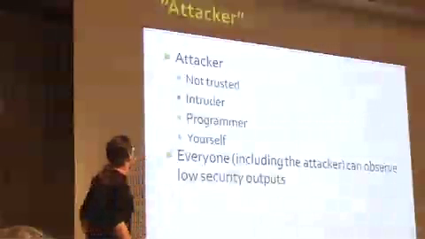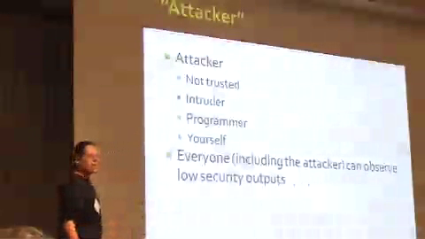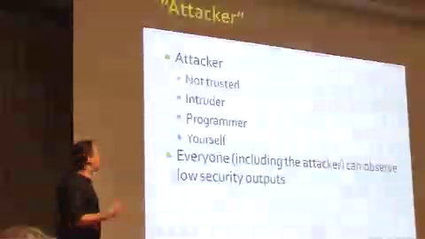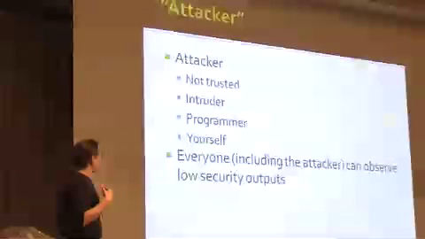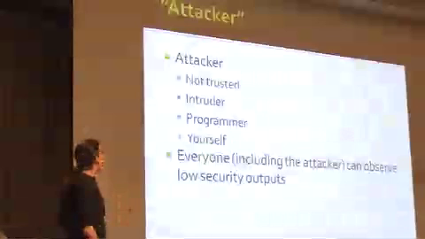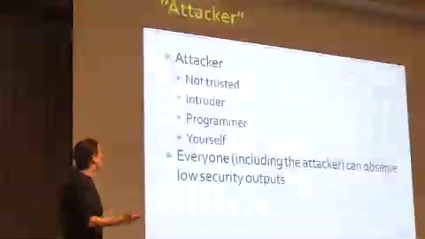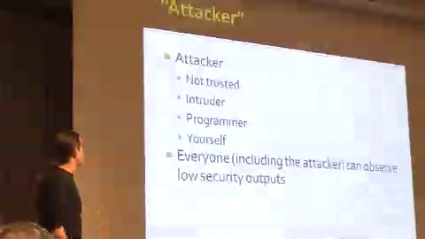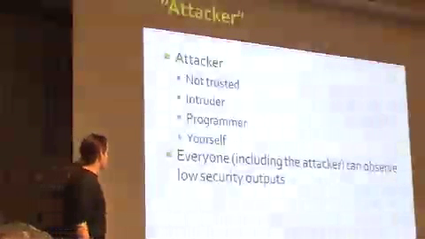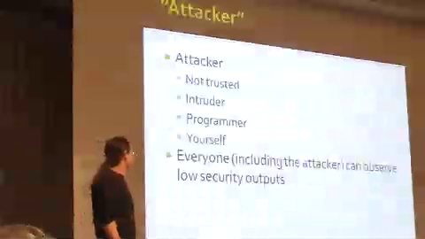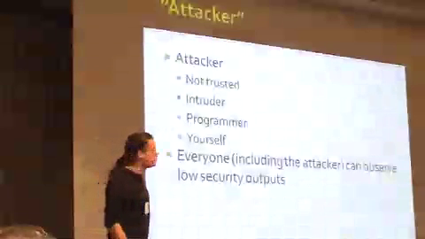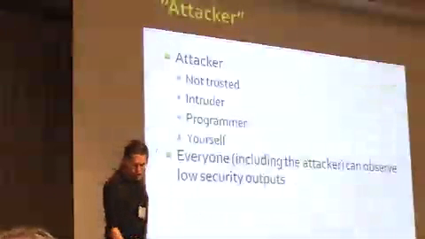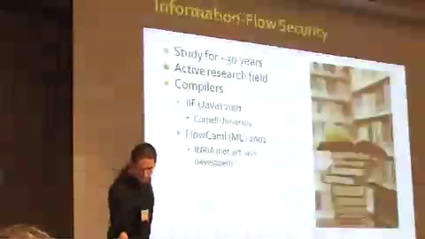Okay, as I said, I'm going to talk about the attacker. And the attacker is anybody that we don't trust. It might be an intruder, it might be some other programmer, or it might be yourself. So we also want to protect ourselves against these kinds of things, just like we use a type system to protect ourselves from making certain kinds of mistakes. And we assume that everybody, including the attacker, can observe low security outputs. But only trusted people can observe the high security outputs.